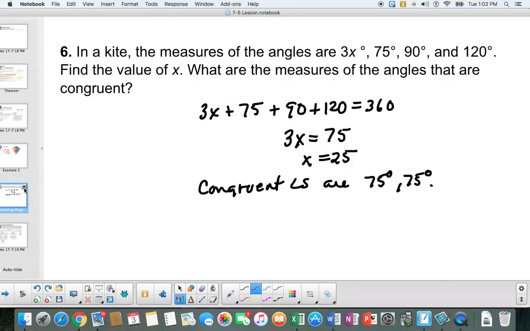In a kite, we have these measurements, and we want to find the value of x. Now we know that all four of these angles have to add up to 360, like we did a few minutes ago. So 3x is equal to 75, x is equal to 25. What are the measures of the angles that are congruent? And it's the two 75-degree angles.